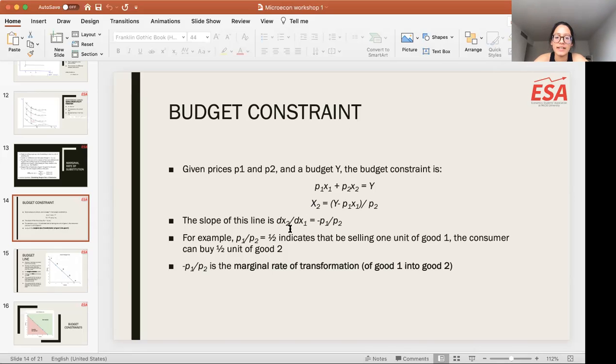The slope of the line is the derivative of x2 over x1. I'm pretty sure you guys are familiar with that. It's not that complicated. You would have definitely done it in high school. For example, if P1 over P2 is equal to a half, this indicates that when you sell 1 unit of good 1, the consumer can buy half a unit of good 2. So it's basically just a ratio.